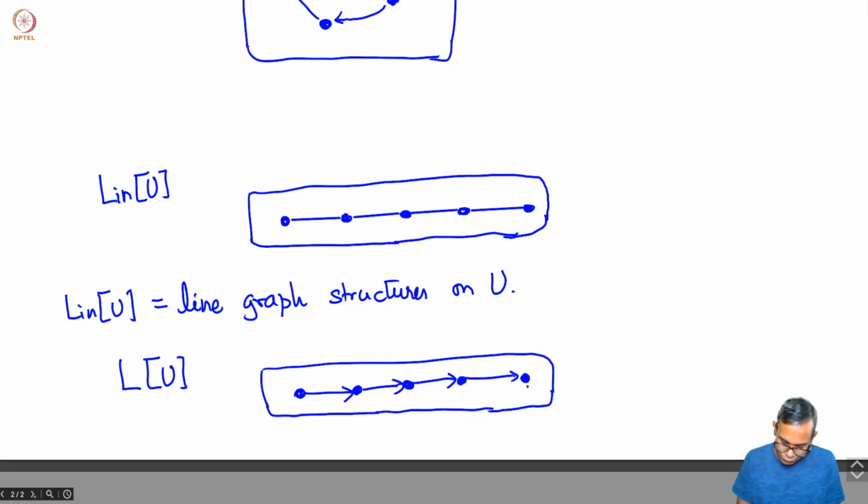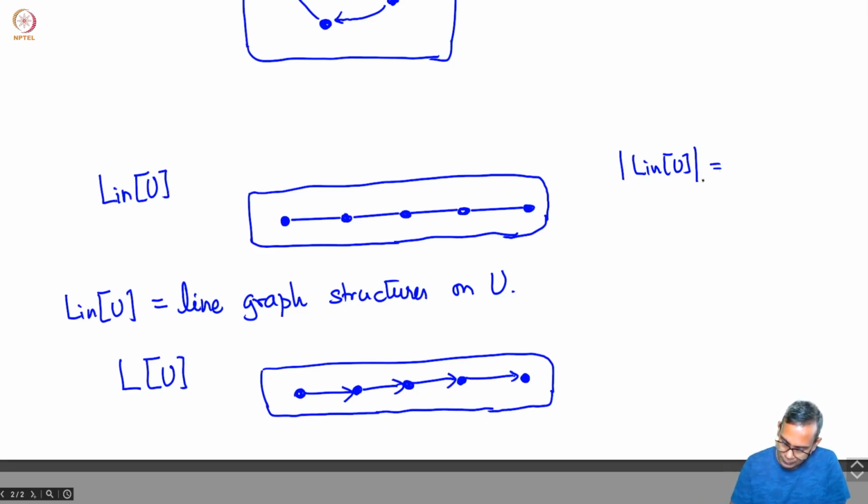And if you look at this lin U, you can ask what is the cardinality of lin U. We know that the cardinality of LU is n factorial. So for lin U, for each line graph structure, there are two possible linear orders, depending on whether the left end or the right end is the maximum.